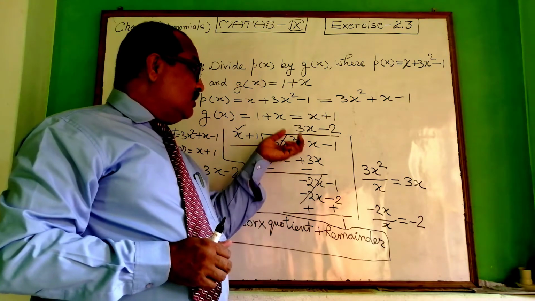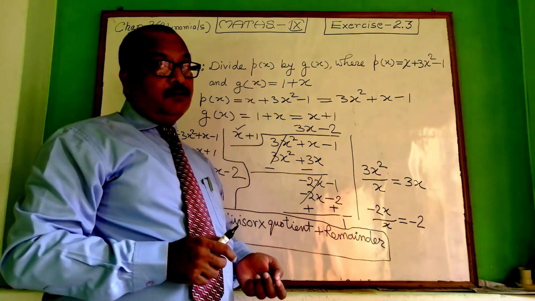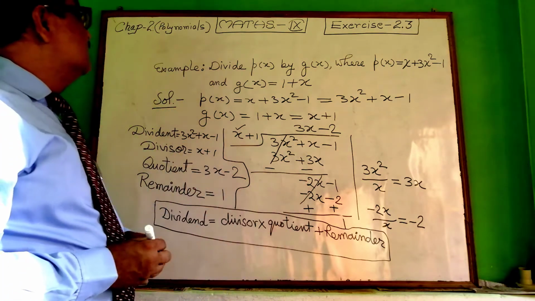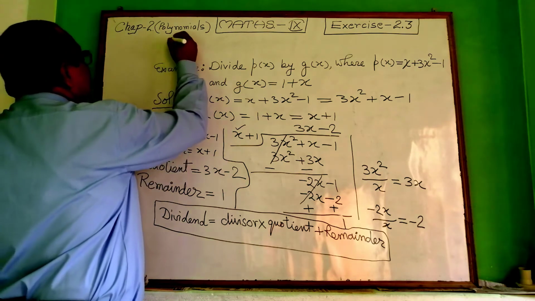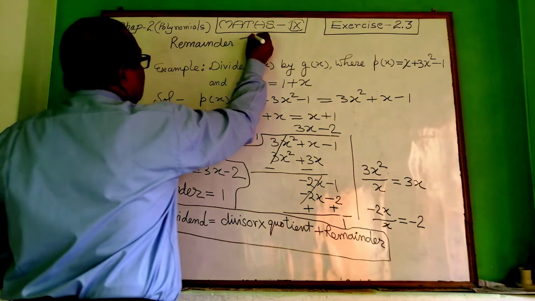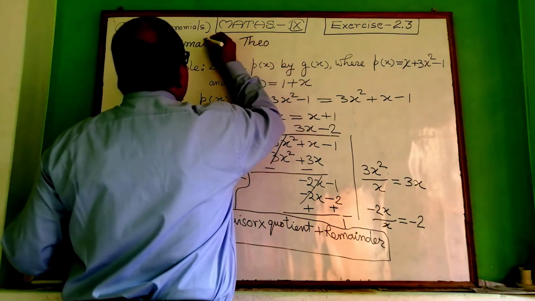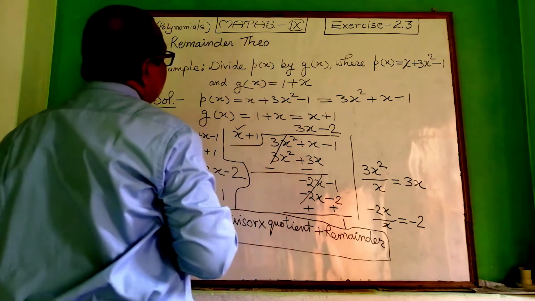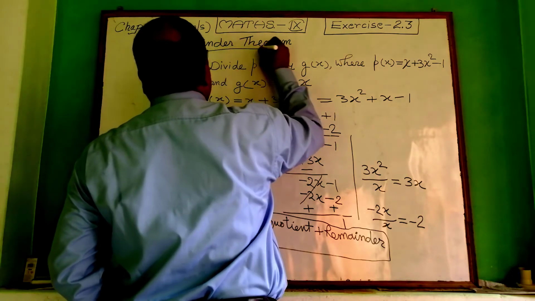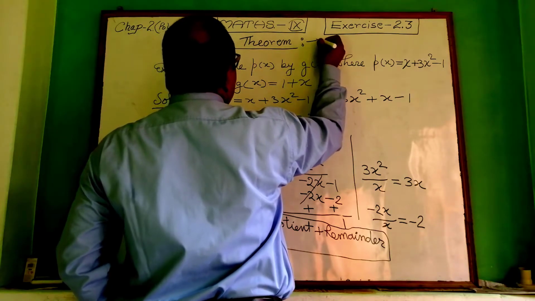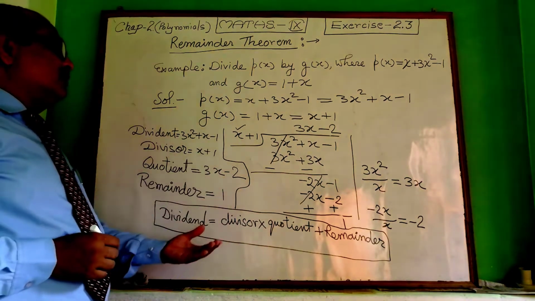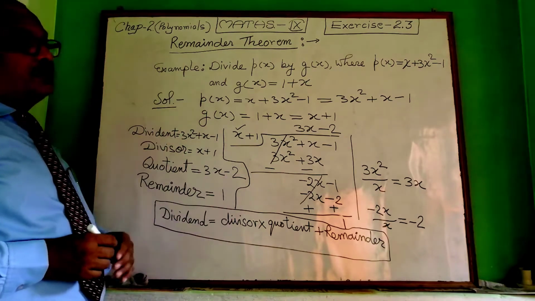Without division we can also find the remainder, but we cannot find the quotient. For this, there is a theorem, and its name is the remainder theorem. If you don't want to actually divide and find a remainder, you can use it. Let us see the meaning of the remainder theorem and how we can do the same problem using it.